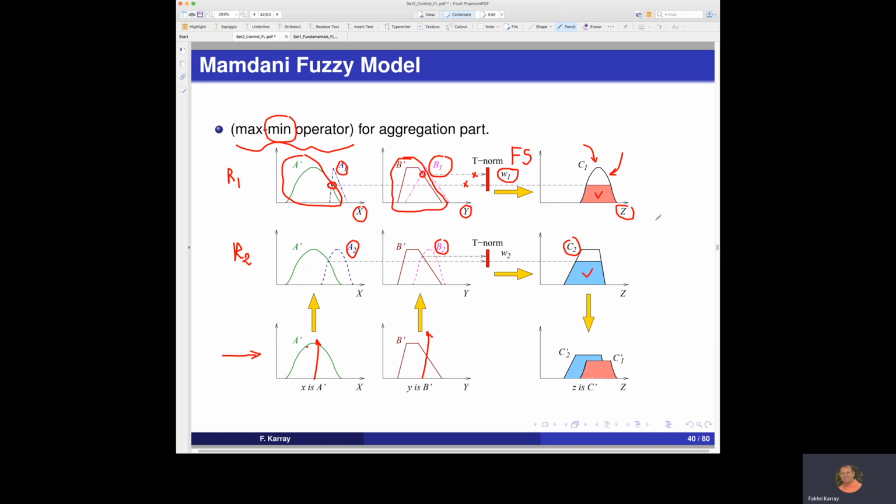And then what we do is aggregation. We do the aggregation and we take the max. The min operator here, applied to these versions, is the T norm that we are selecting. And then we aggregate here using the max. So the max operator is going to be applied for this membership function, and it is going to provide us with this profile of the membership function here, as you can see. So this is the output membership function that we have obtained.